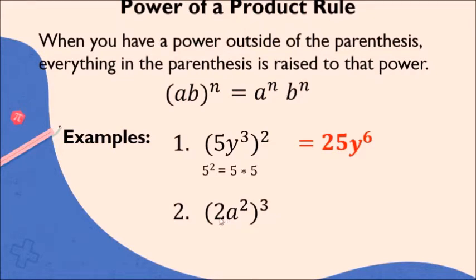Okay, let's have 2 cubed. What is the equivalent value of 2 cubed? We have 2 times 2 times 2. The final answer is 8. And then you have a squared cubed. That would give us a to the power of 6. So the final answer is 8a to the power of 6.